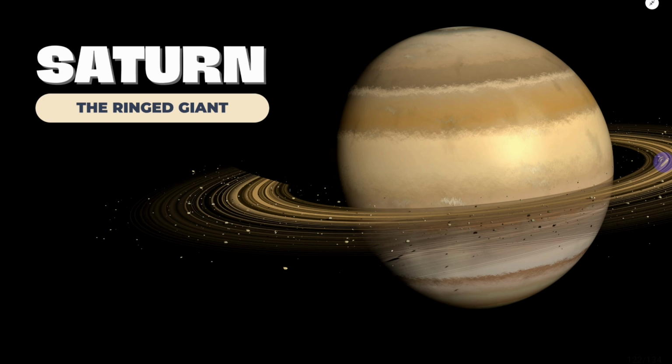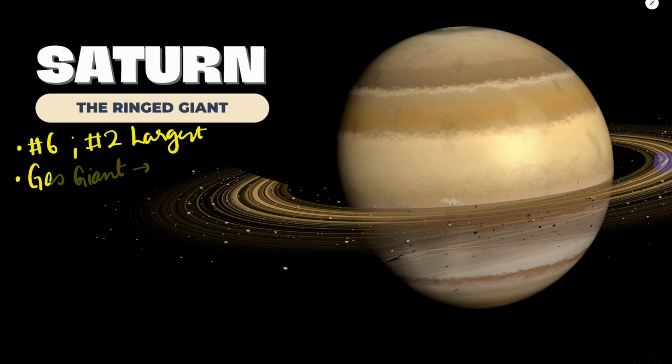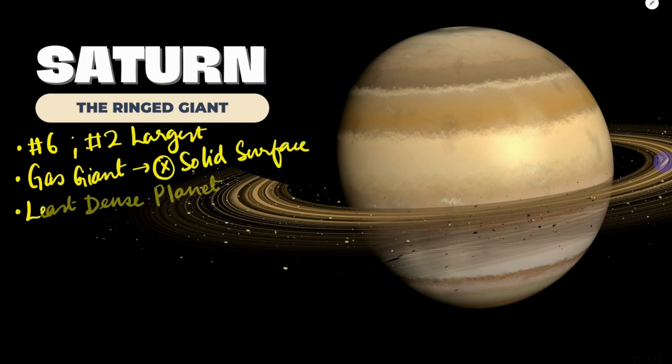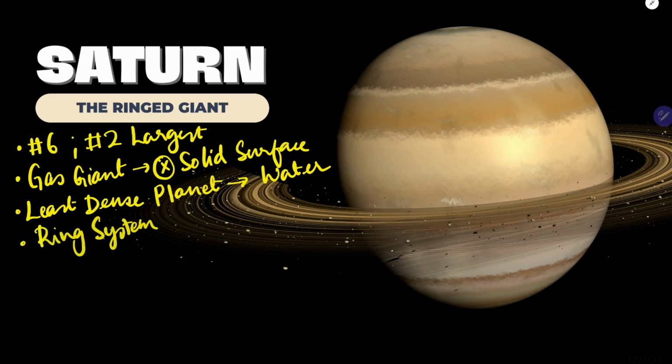Next is Saturn, the ringed giant. Saturn is the sixth planet from the Sun and the second largest planet in the solar system. Like Jupiter, it is a gas giant with no solid surface. It is the least dense planet in the solar system, even lighter than water, and theoretically, it would float in a giant water body. It has a spectacular ring system, having the most iconic rings in the solar system. These are made up of billions of dust, rock, and icy particles.